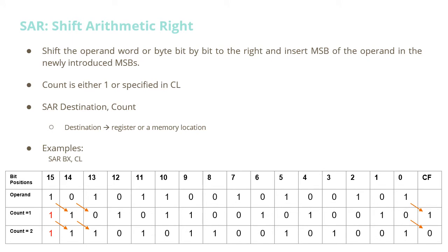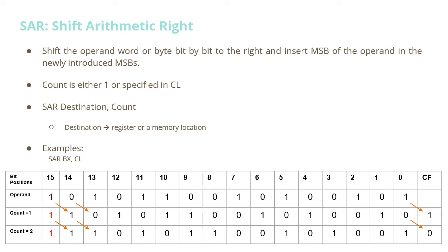Next is the shift arithmetic right instruction, which is the SAR instruction. This instruction shifts the operand word or byte in a bit by bit manner to the right, and it also inserts the MSB of the operand into the newly introduced most significant bit positions. So the count again here is either a value of 1 or it can be specified in the CL register. The format of this instruction is SAR destination comma count.